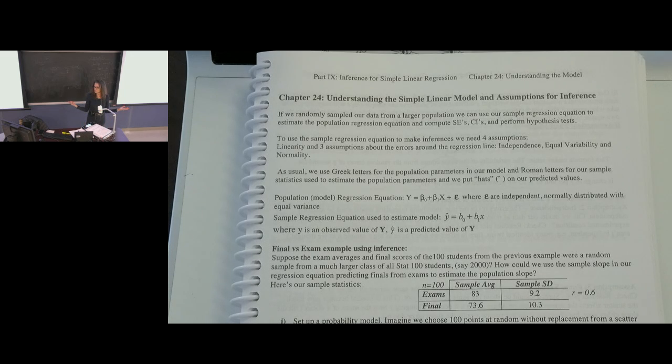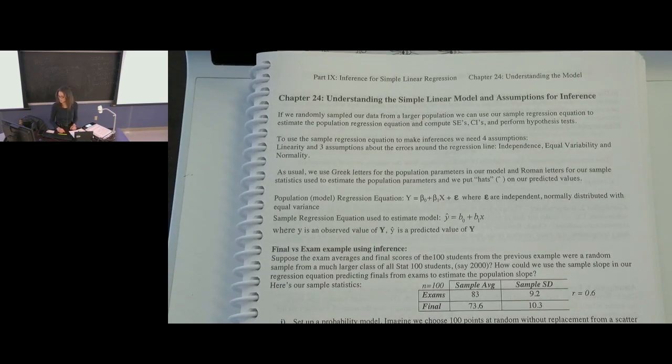What we're going to do is put confidence intervals around the slope, and we're going to do significance tests for the slopes, just like we did for means. So that's what we're doing right here. We're going to start right now. So let's do that.